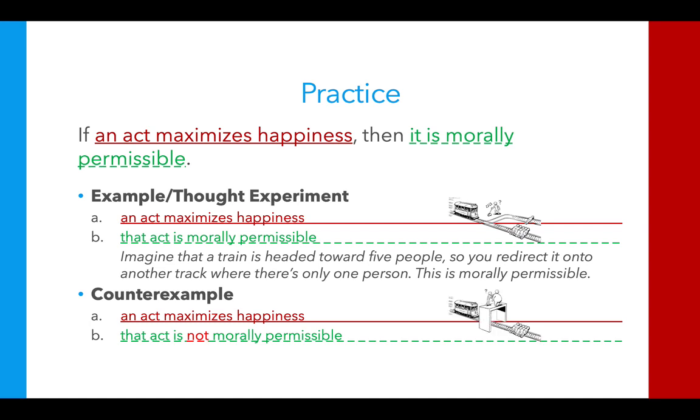The famous case here is what we call the bridge case. So in this case, similar to before, we've got a trolley headed for 5 people, but in this case, you don't have a switch where you can redirect the train. Rather, you're standing on a bridge with a very fat person, large enough that if you push this person off the bridge, they will slow down the train enough that it will save the 5 lives after it.